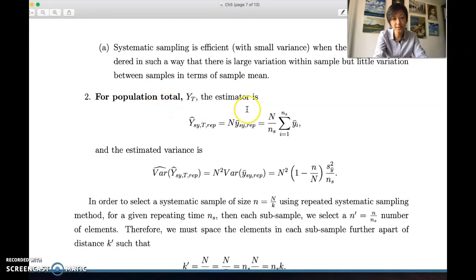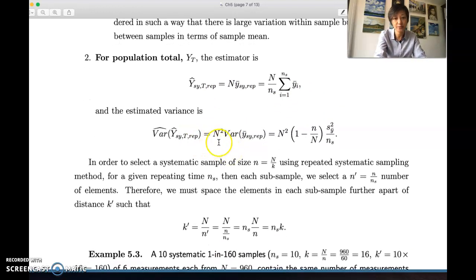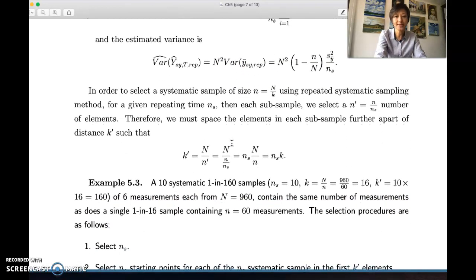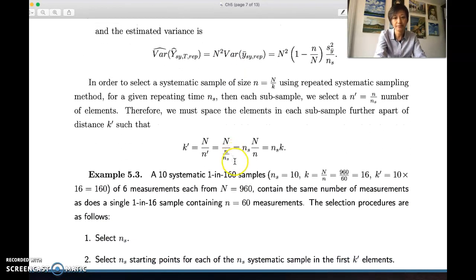For the population total, for repeated systematic sampling, it is the same method. We estimate the y bar using repeated systematic sampling and then multiply by N to have the total. And the variance estimate would be N squared multiplied by the variance estimate from the repeated systematic sampling. Okay, so in the next section we want to talk about how we decide how many times we want to repeat the systematic sampling.